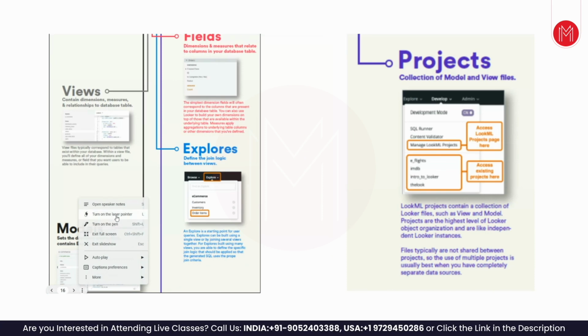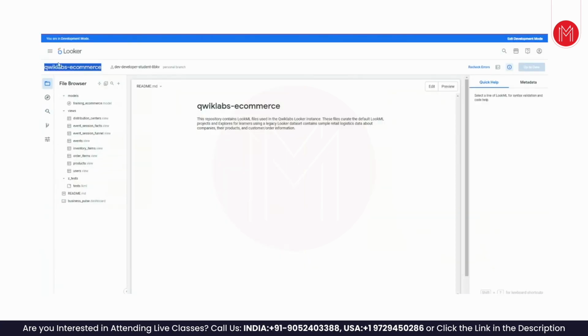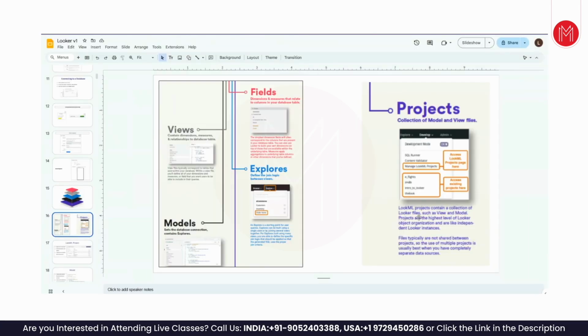As I told you, projects are the starting point. Theoretically, what does a project contain? Models and view files. If you see in our project, Quick Labs e-commerce, it has the models and the view files. This is a little theoretical, but it is important. A LookML project contains a collection of Looker files such as views and models, and projects are the highest level of Looker object organization. They are like independent Looker instances.